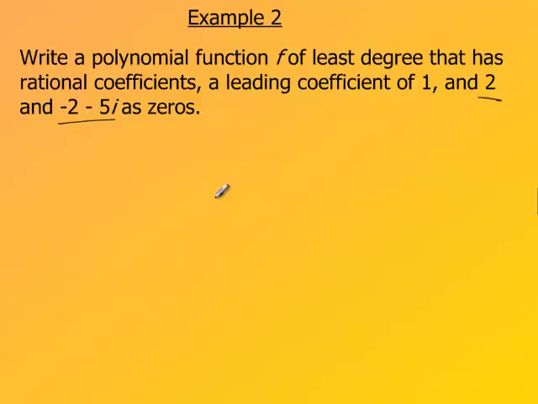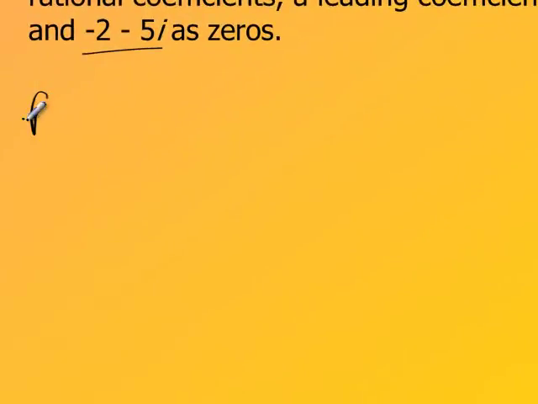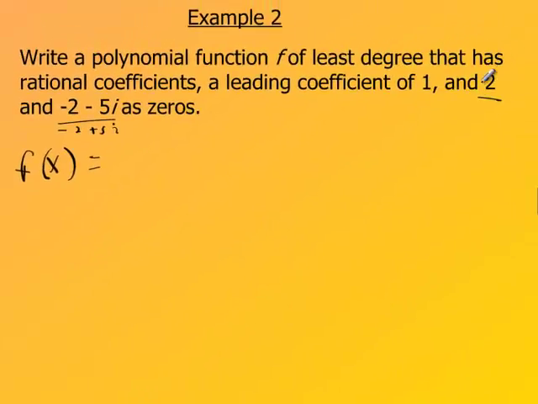So when I set this up, I'm trying to figure out, in other words, what is this function that has these roots? And I know that this function has, in fact, 3 roots, because I know that negative 2 minus 5i is a zero, and therefore its conjugate, negative 2 plus 5i, must be a zero as well. So I'm going to set these up as factors. So with the 2 here, I know that since the zero is 2, the factor must be x minus 2.